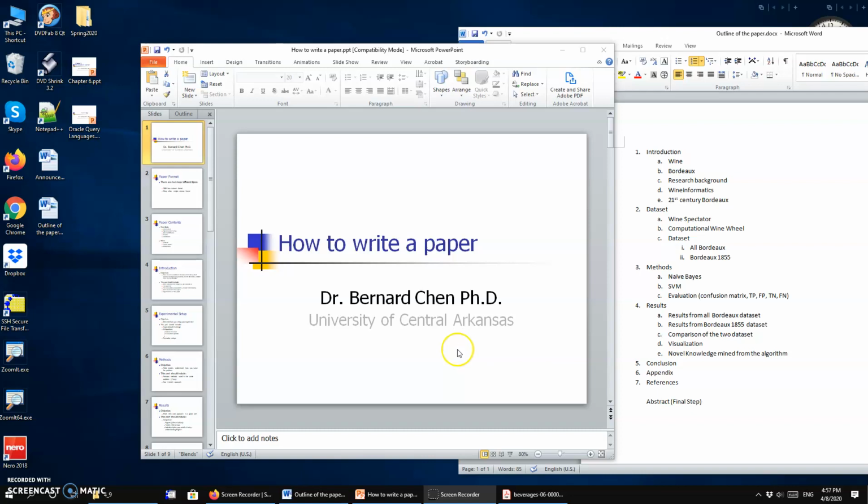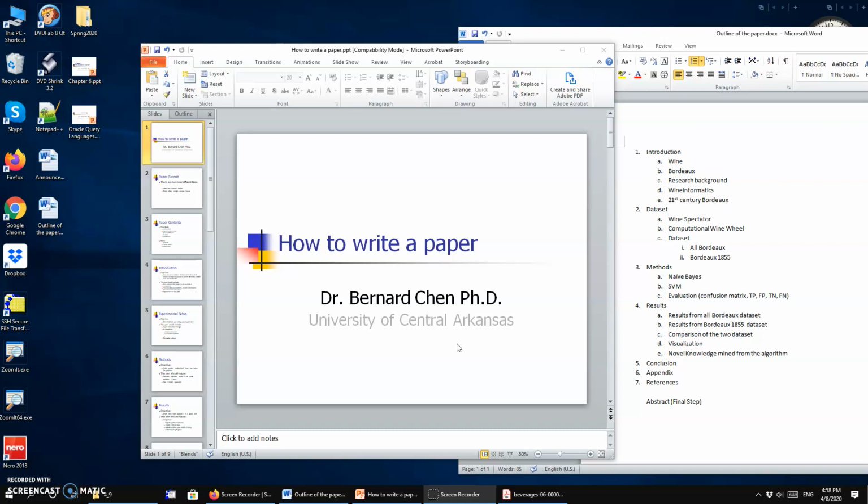Today, we are going to talk about how to write a paper. As you know, for the data mining class, you are supposed to write a research paper in the regular semester to get the final scores for your final project or the research project. In this class, I want to talk about how we write a paper.